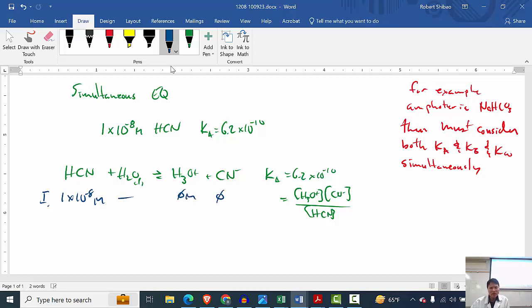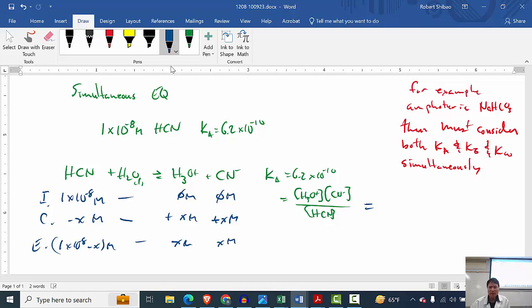Hydronium, I'm going to assume nothing's hydrolyzed yet. And so the change is we're going to lose a little bit of our HCN. It's not a strong acid, so we don't lose all of it. It's a weak acid, so we're just going to partially ionize or partially hydrolyze it. And so that's going to be minus X, plus X molar, plus X molar. So that at equilibrium, we're going to have 1 times 10 to the minus 8 minus X molar, and then X molar, and then X molar here. And then we need to solve for X.